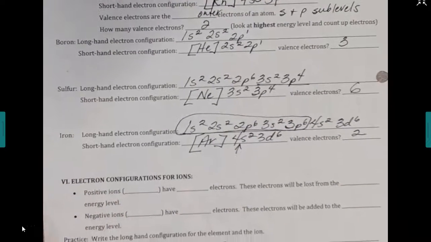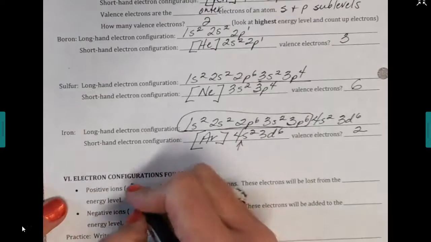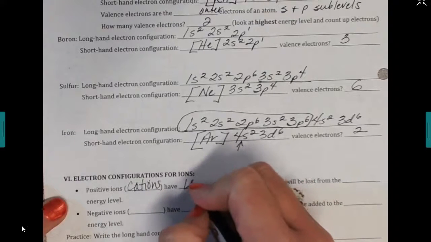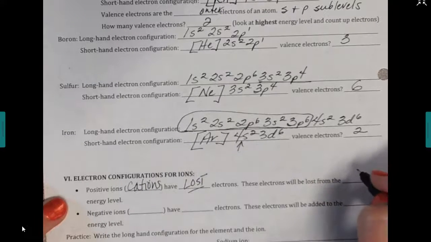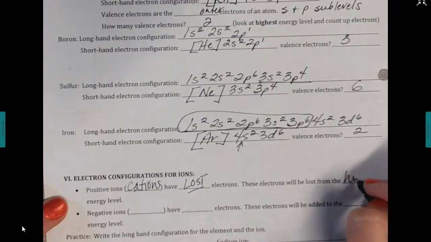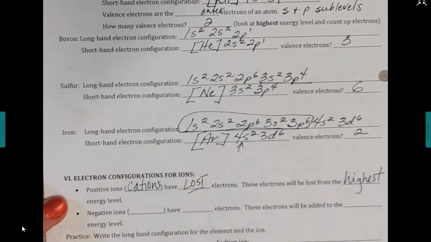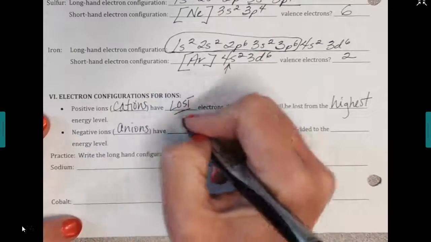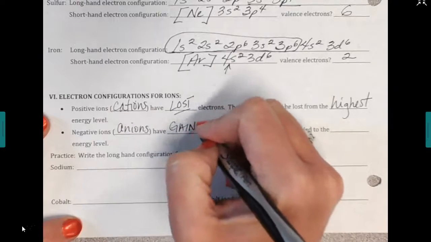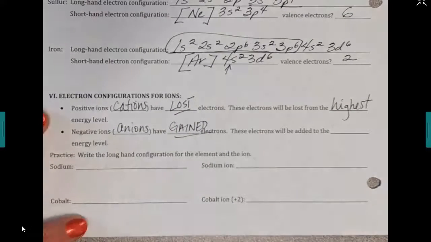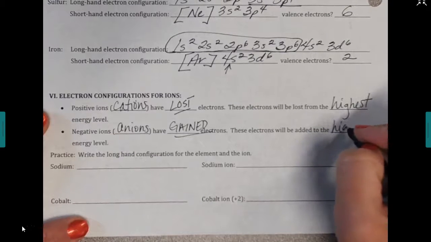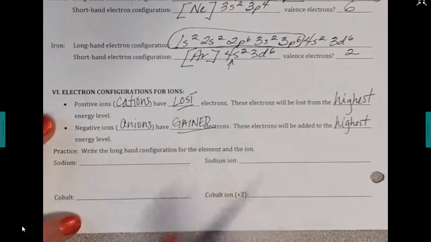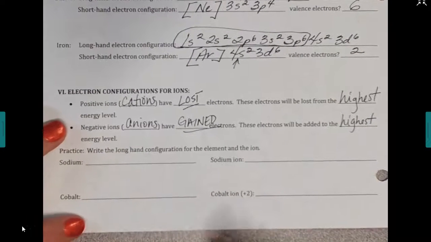Remember electron configuration for ions. Positive ions, which we call cations, have lost electrons. These electrons will be lost from the highest energy level. Then we have negative ions, which are called anions. They have gained electrons. These electrons will be added to the highest energy level. So let's practice writing longhand configuration for the element and the ion.